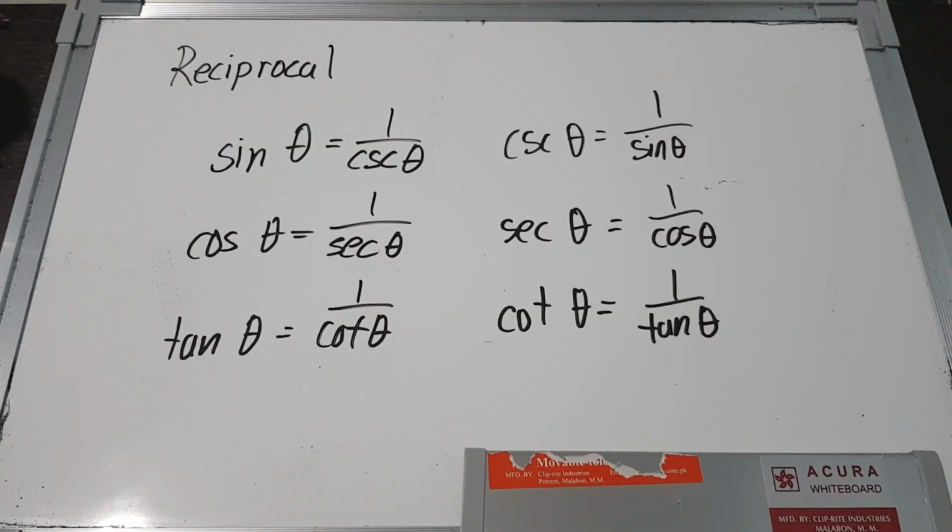There are also the reciprocal identities, such as sine theta equals 1 over cosecant theta, cosine theta equals 1 over secant theta, tangent theta equals 1 over cotangent theta, cosecant theta equals 1 over sine theta, secant theta equals 1 over cosine theta, and cotangent theta equals 1 over tangent theta.